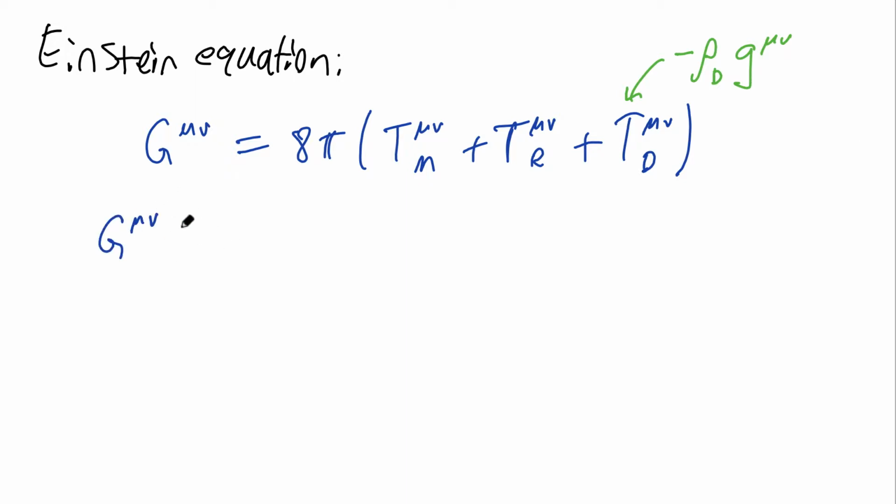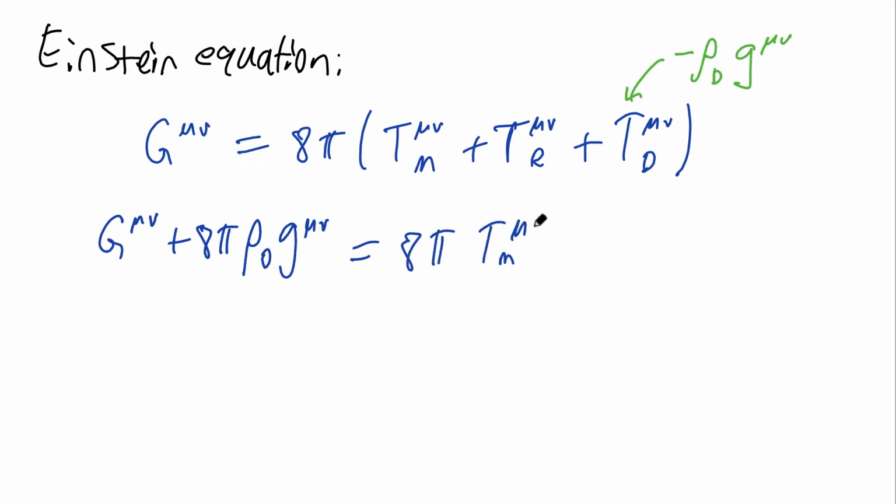This is G mu nu plus 8 pi times rho sub d times little g mu nu equals 8 pi times the ordinary matter component plus the radiation component. Written this way, we can interpret this term as a cosmological constant term.